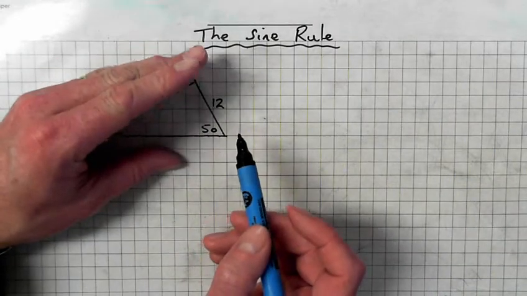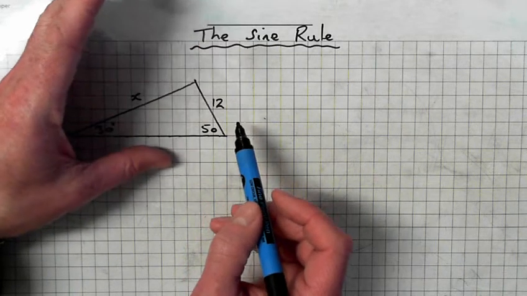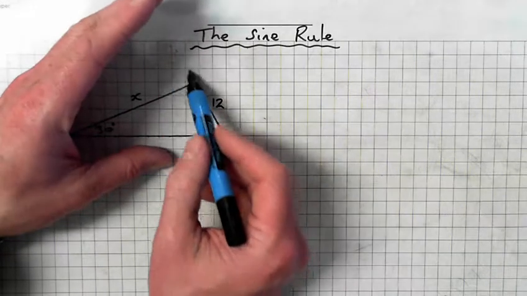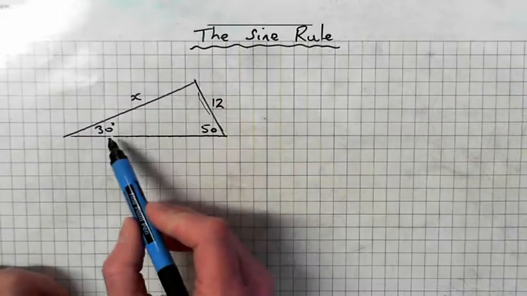If this angle was bigger, what would you expect? Would you expect that to be 12 if this angle was bigger? So the length of this side would be longer if that angle was bigger. So they are in proportion.